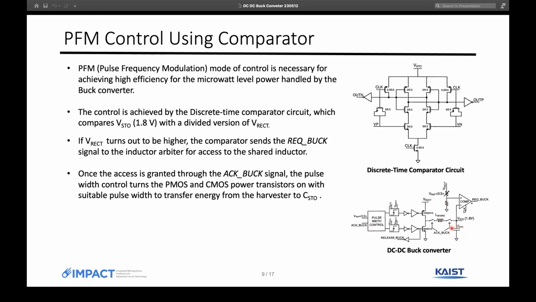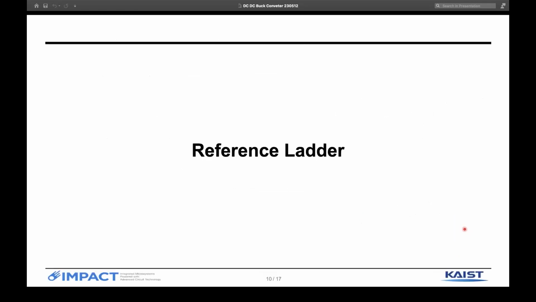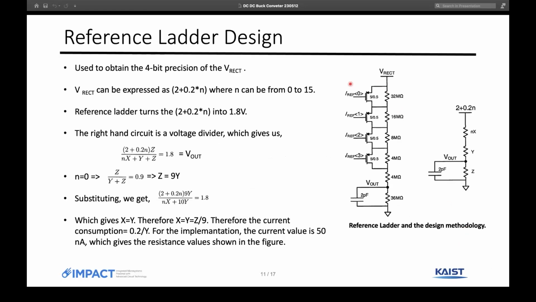CSTO is right here. So basically, if the Vrect is higher, then this inductor will turn on, and there will be some pulse. There will be some suitable pulse and energy that will be provided to this capacitor CSTO right here. Reference ladder. The reference ladder is actually used to obtain the 4-bit precision of Vrect that we talked about. So Vrect can be expressed as 2 plus 0.2 times n, where n can be from 0 to 15. And then the reference ladder turns this into 1.8 volts. So VSTO is usually held at 1.8 volts, and the reference ladder actually turns this into this.